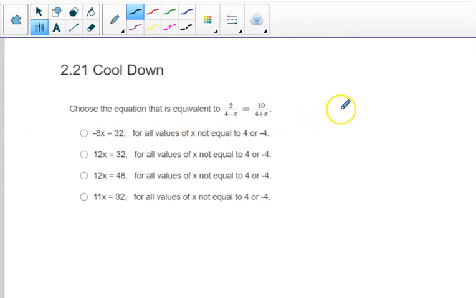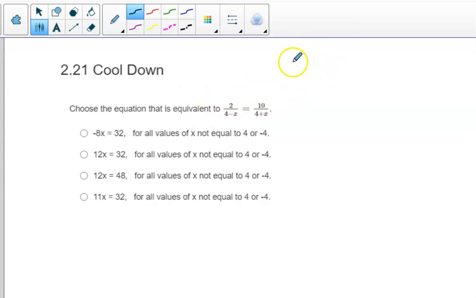Pull down 2.21. Choose the equation that is equivalent to 2 over 4 minus x equals 10 over 4 plus x. So we have a rational equation here. And notice that our possible choices are not an actual solution. It is an equation. So it looks like it got worked out up until the very last step. So let's focus on this part, and then we'll discuss these restrictions in a little bit.